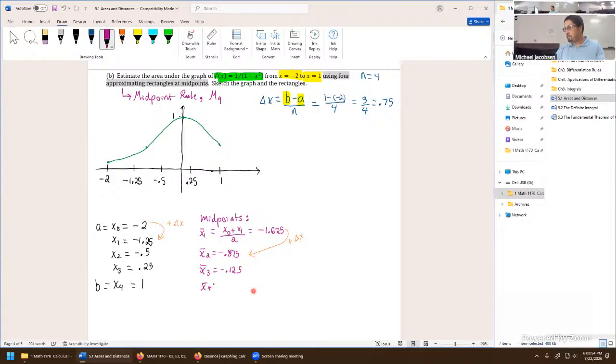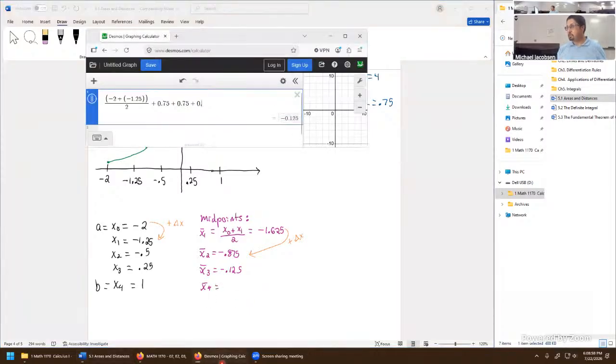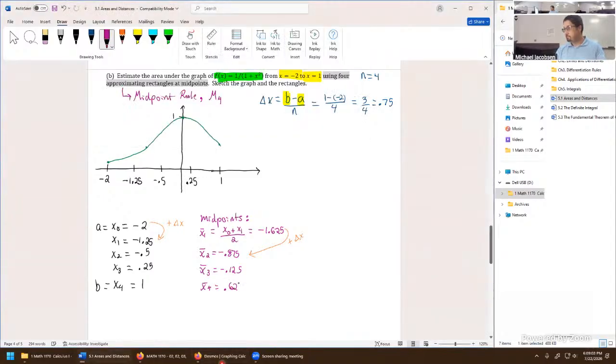Here's the last midpoint, x bar 4, plus 0.75 is 0.625. And I'll just call them on the graph so the graph doesn't get too busy. X bar 1, X bar 2, X bar 3, X bar 4. We do need to have those positions placed for when we go to graph those rectangles.